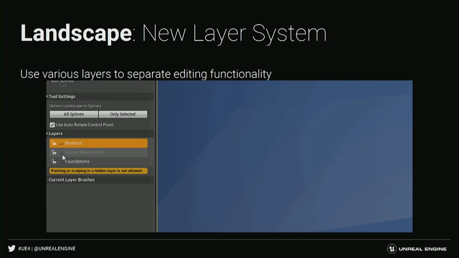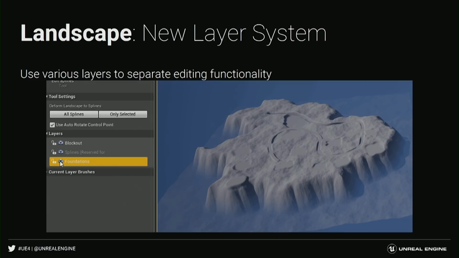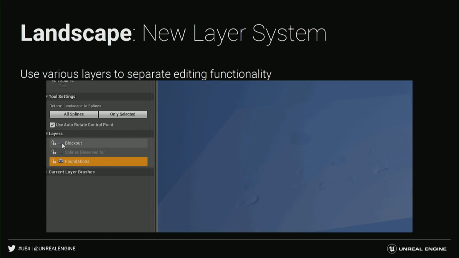So just a quick little animated image showing how this works. Here we have the blockout layer being shown as an island shape with some noise. The spline layer being a landscape spline, and then a foundation layer just making some tiny little adjustments on top of that. And notice we can look at just the foundation layer and see some little modifications that it did.